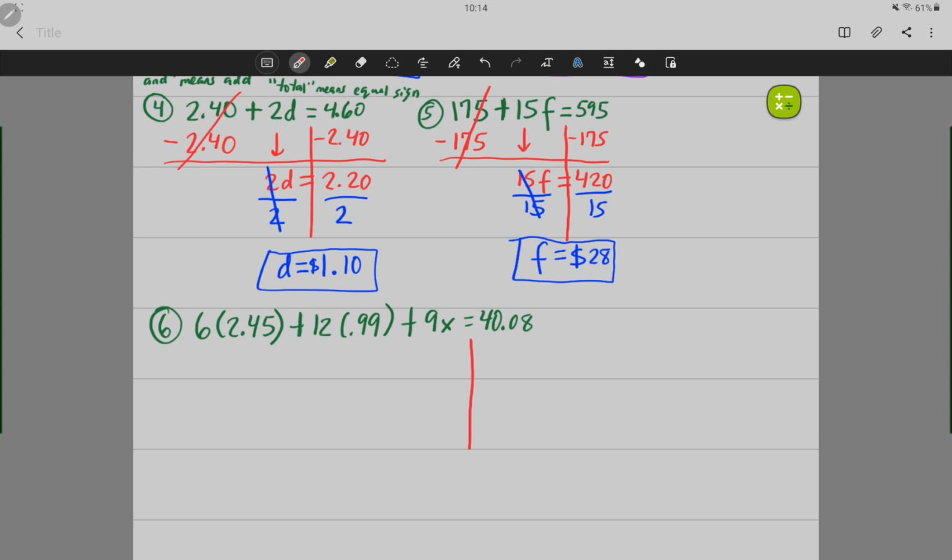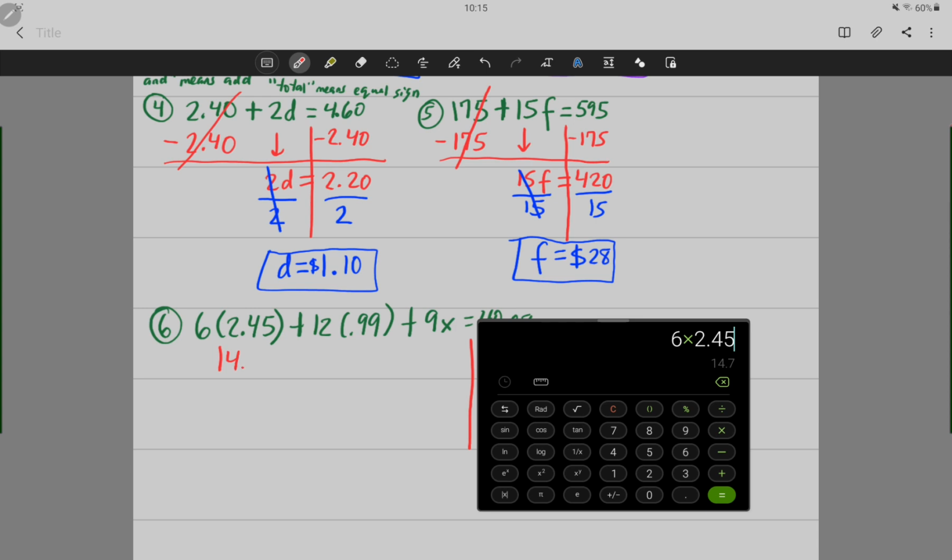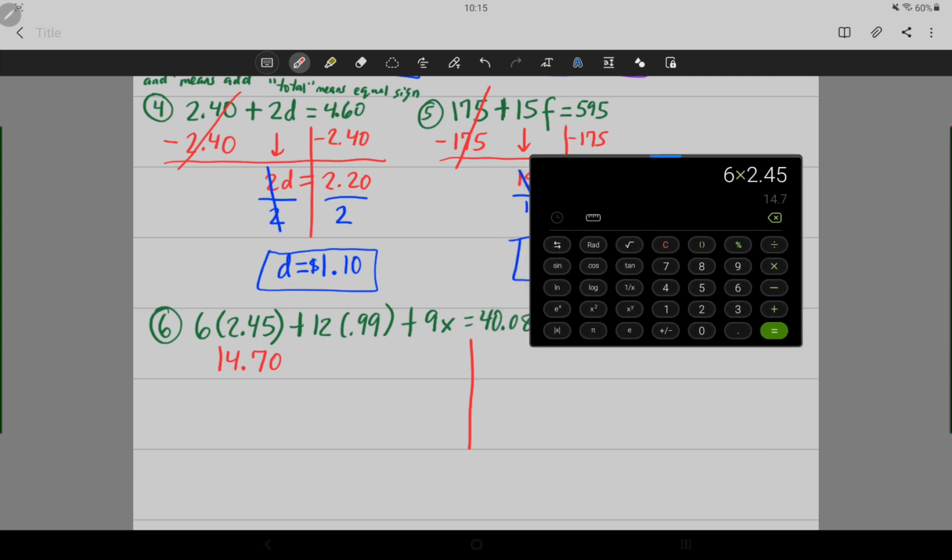Then it says 6 times 2.45. Remember, when you see parentheses in math, that's telling you need to multiply. So we're going to multiply 6 times 2.45. Again, feel free to use your calculator. And that gives us $14.70. You can put 14.7 or 14.70, either or. I mean, technically, since it's money, you may want to just stick to dollars and cents. But if you put 14.7, it's still the same thing for right now. Not too worried about it yet.